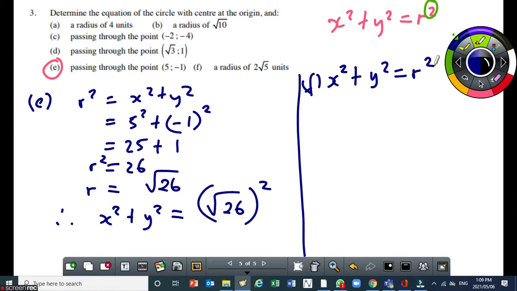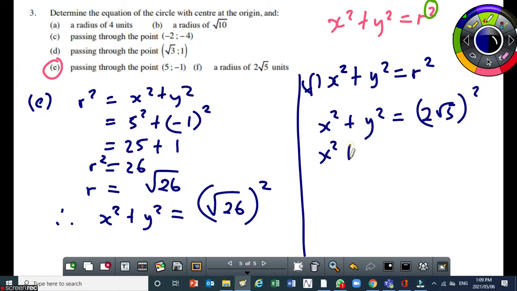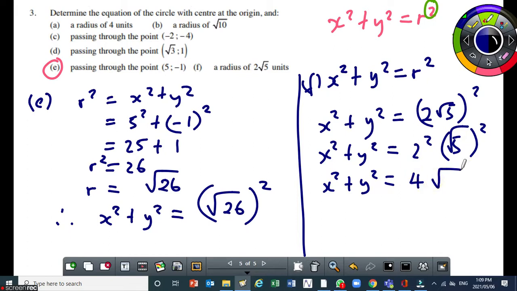That's all. So the equation becomes x squared plus y squared. The center is at the origin, so the equation will always have x squared plus y squared. The radius will be 2 square root of 5 all squared. And that will give you x squared plus y squared equal to 2 squared times the square root of 5 squared. I hope you are seeing what I did there. When you square the 2, you also square the square root of 5. So the final answer will be x squared plus y squared is equal to 4 times the square root of 5 all squared.